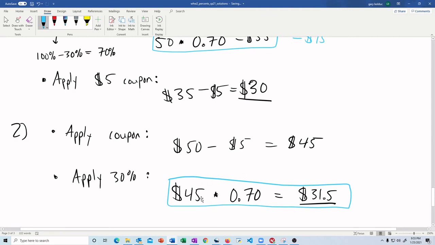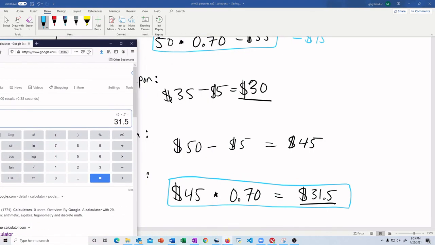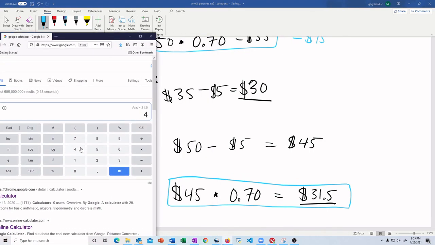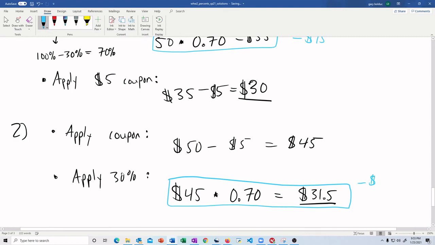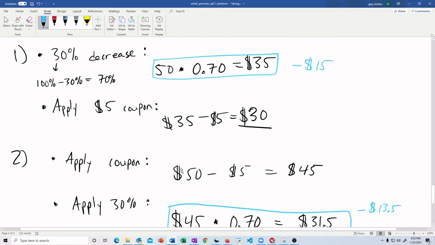Here, I don't knock off $15. I knock off less than that. How much less? Well, I go from 45 to 31.5. This is only knocking off $13.50. So, applying the coupon, $5 off both times, doesn't matter which way I do it. Applying the percentage, I actually take off a different amount depending on the order you do things. There you go. So you've seen an example of this.